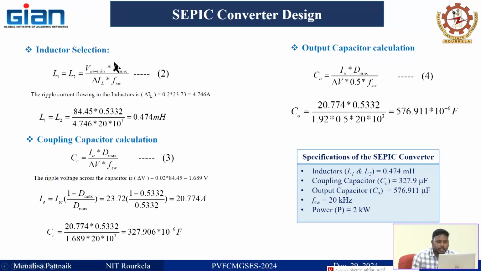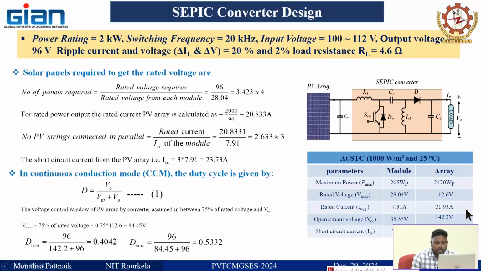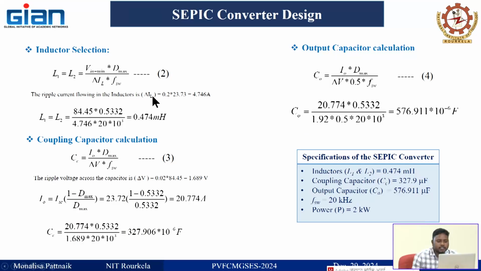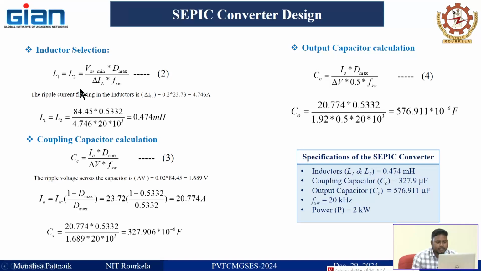At Vin minimum, our duty cycle will be maximum. So L is Vin minimum into D max by delta IL into FSW. We consider delta IL as 20% of the input current. We know that our input current is 23.73, so delta IL is 20% of 23.73, which is 4.746 amps. Using this, we get our inductors L1 and L2 as 0.474 millihenry.